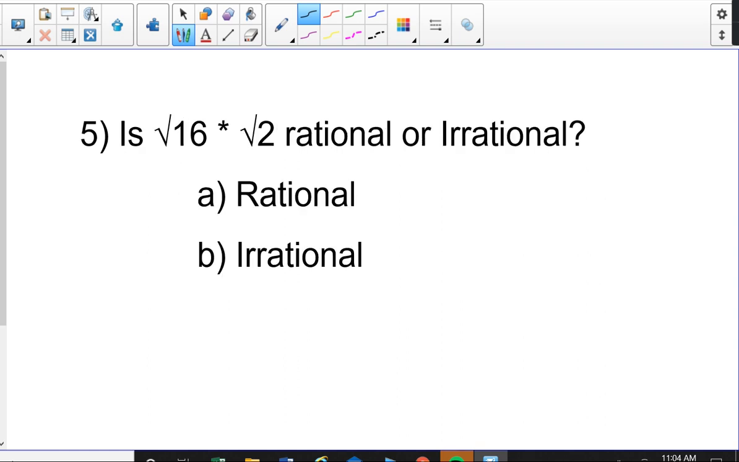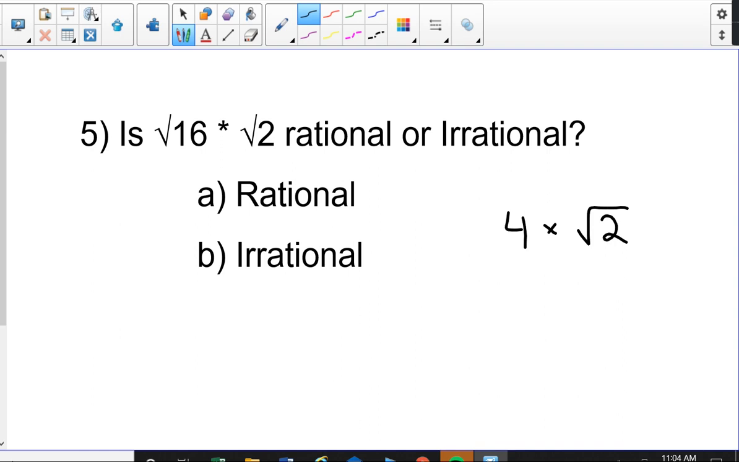Okay, question 5. Is square root of 16 times square root of 2 rational or irrational? Okay, well, square root of 16 happens to be rational, right? 16 was on our perfect square list. So this is 4. Square root of 16 is 4 because 4 times 4 is 16. And we're multiplying that by square root of 2. Do we think that will be rational or irrational?